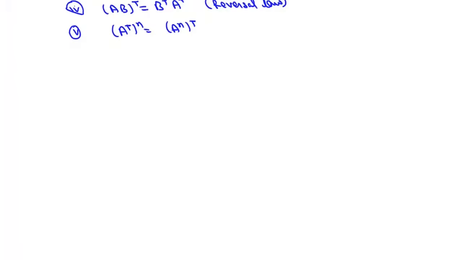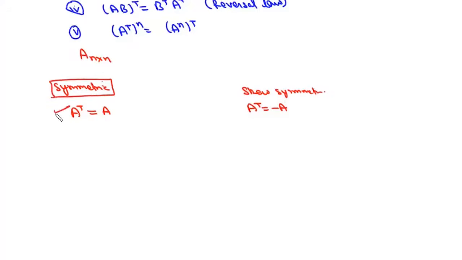Now from transpose, we can define two more types of matrices, and they are symmetric matrices and skew symmetric matrices. If we have a square matrix A, which is n cross n, and we take its transpose, and if A transpose is equal to A, then we say this matrix is a symmetric matrix. And if A transpose is equal to minus A, then we say it is a skew symmetric matrix. So a matrix will be symmetric if after transposing it the matrix remains the same, and it will be skew symmetric if A transpose is equal to minus A.